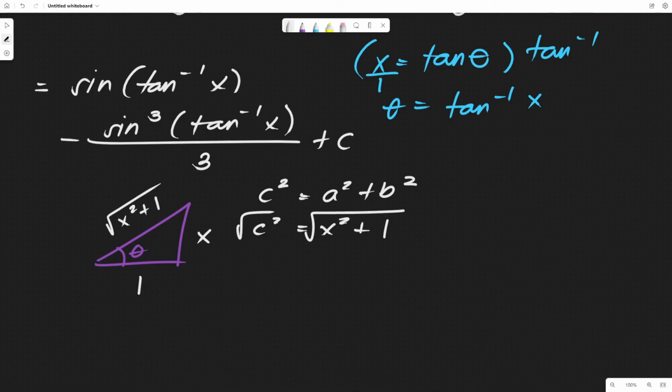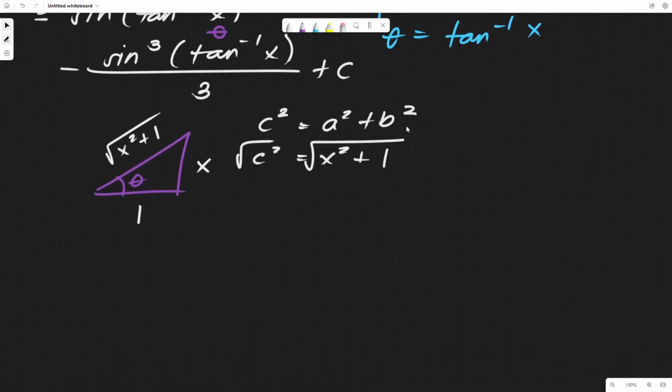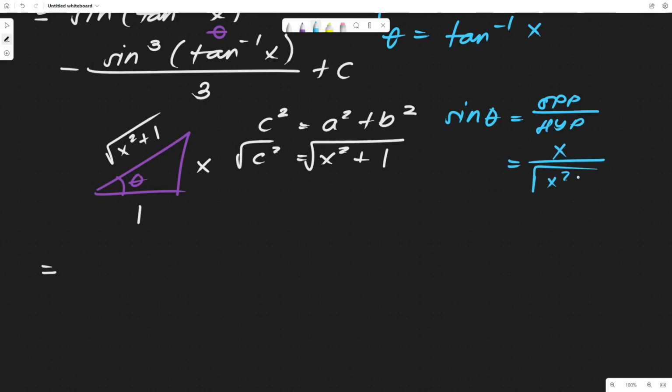Okay, so yan ngayon yung gagamitin natin to identify what is sine theta. Kasi sine theta ito, di ba? So, for sine, that is opposite over hypotenuse. So, x over square root of x squared plus 1. So, yun na yun ipapalit natin. So, ilalagay ko dito for reference. Sine theta is equal to opposite over hypotenuse. So, this is equal to x over square root ng x squared plus 1.